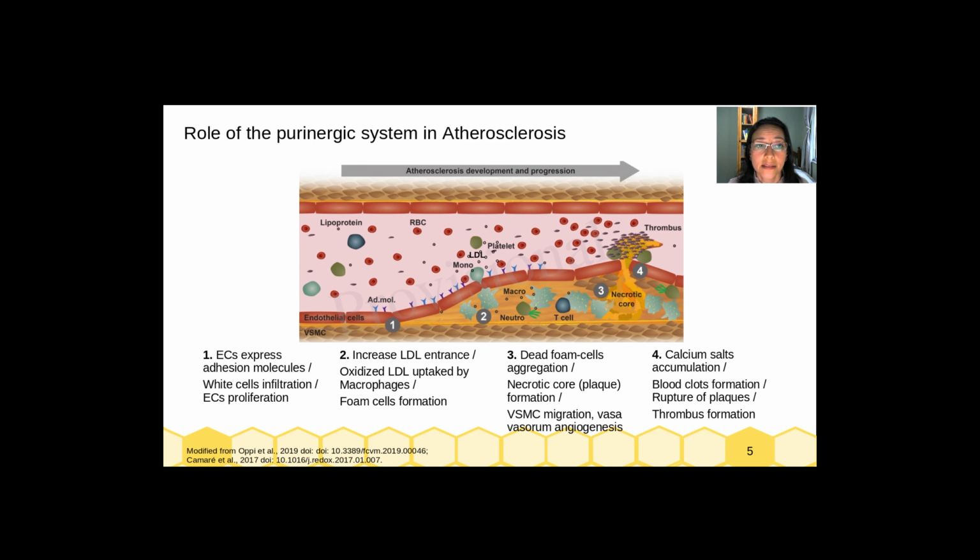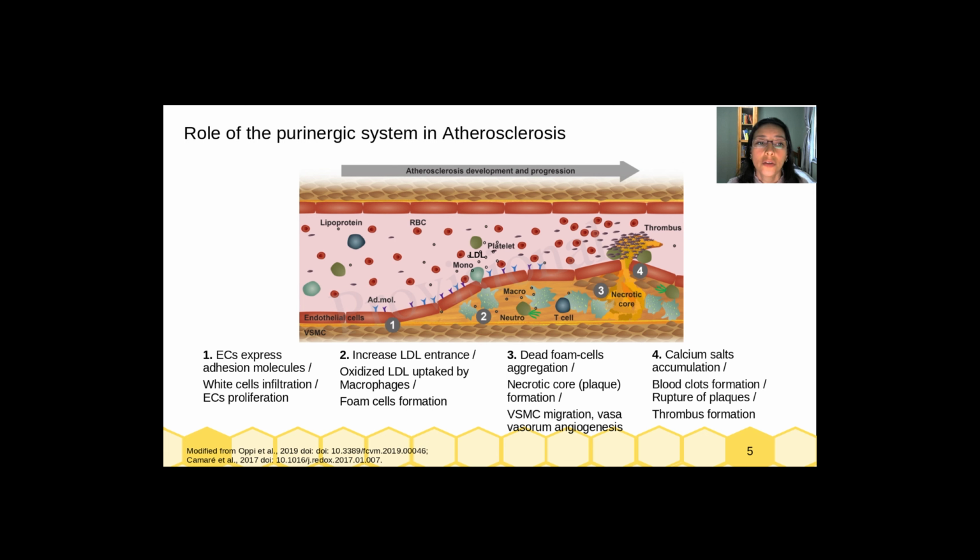Second, increased entrance of lipoproteins, LDL cholesterol, into the intima and later oxidized LDL are taken up by macrophages, promoting foam cell formation. Macrophage foam cells and other cells can aggregate, die, and disintegrate, thereby forming a plaque or necrotic core. The smooth muscle cell migration and angiogenesis of the vasa vasorum promote plaque progression and remodeling.